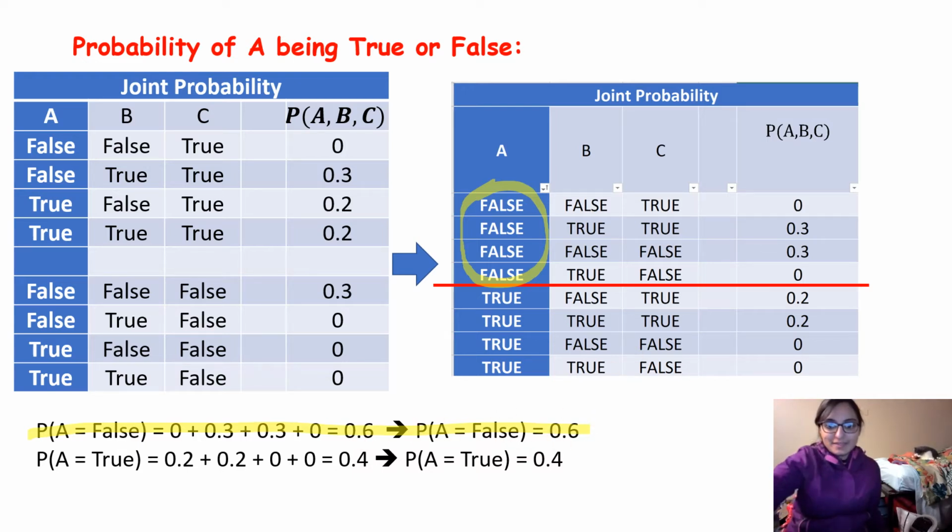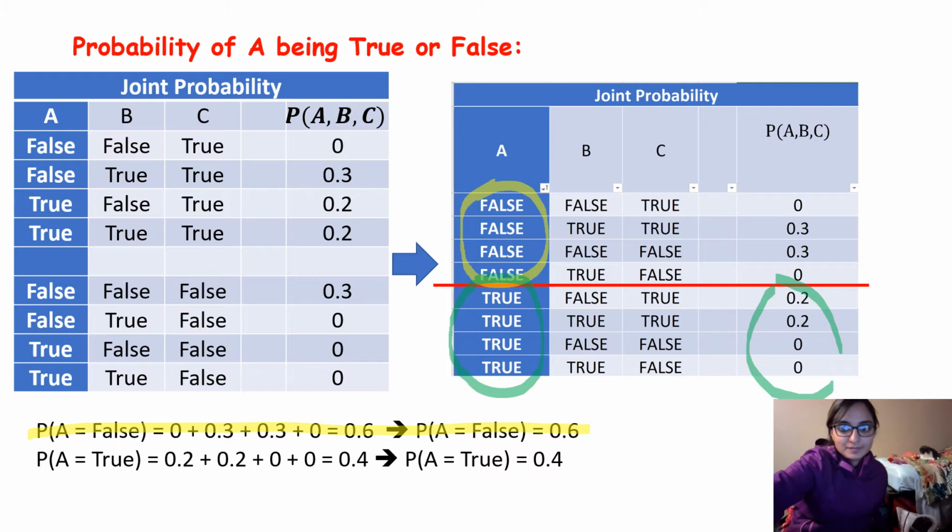And then for the probability that A is true, I added up these rows where A is true, right here. So I added up the probabilities of A being true, which is the 0.2 plus the 0.2 plus the 0 plus the 0, which is 0.4. So the probability that A is true is 40%. And as we can verify, these add up to 1, which is good.